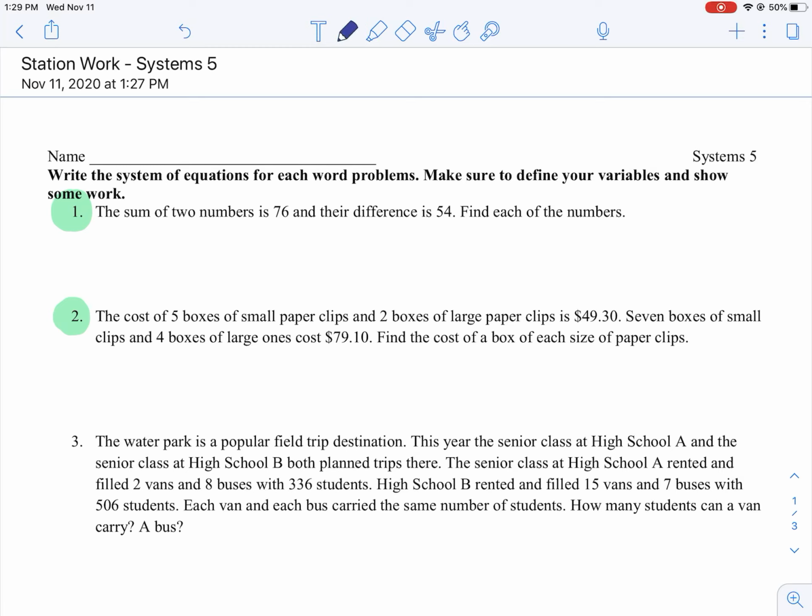So remember that we're doing systems, and with systems, we're going to be writing 2 equations, okay? No inequalities or anything, 2 equations. So we're going to have 2 unknowns, and whatever variables we use in the first equation, we're going to use in the second equation, okay?